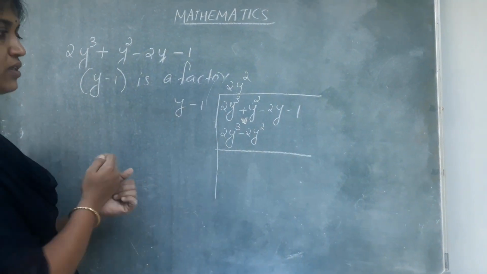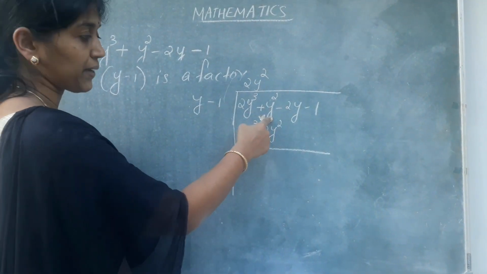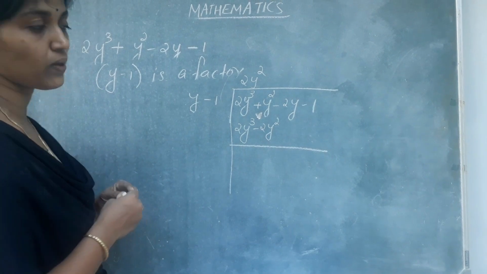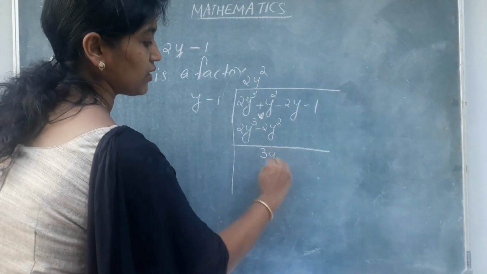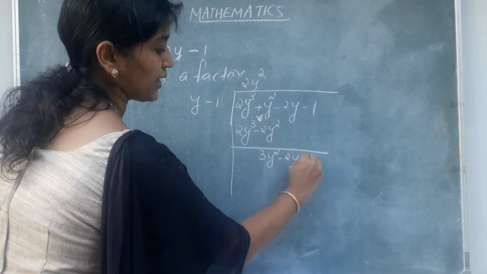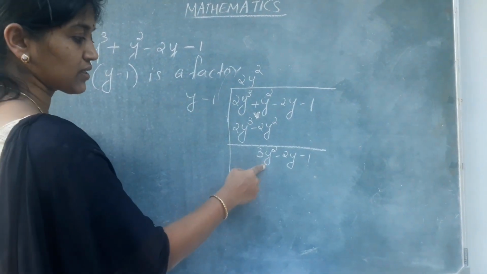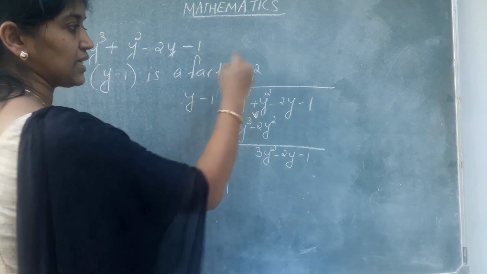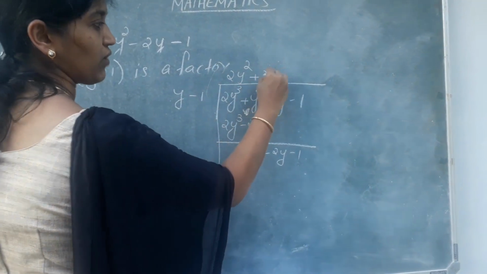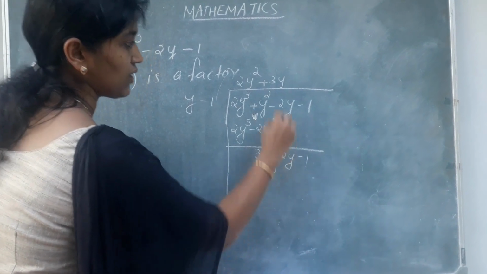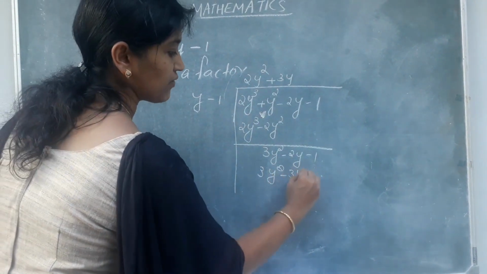We know first term becomes 0. Second term, when we subtract y square minus minus 2y square, which becomes y square plus 2y square, which is 3y square. Now minus 2y minus 1. That is a new dividend. Then take the first term 3y square, divide by the first term, we get the next term, it is 3y. Then 3y into y, 3y square, 3y into minus 1, minus 3y.